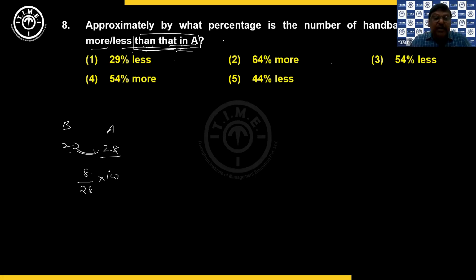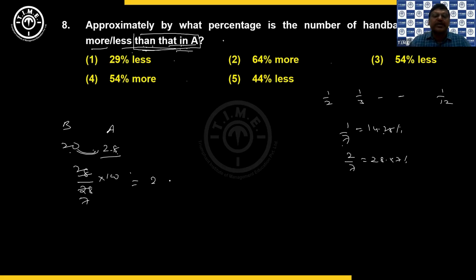So students, 8 by 28 into 100, if you take 4 twos, 4 sevens, it is 2 by 7. 2 by 7 is what percentage? If you recall, 1 by 7 is 14.28. When you prepared for prelims, you might have learned fractions and equivalent percentages, 1 by 2, 1 by 3 up to 1 by 12 and their multiples. 1 by 7 is 14.28, so 2 by 7 will be 28.57%, which means approximately 29% less. Please note down.